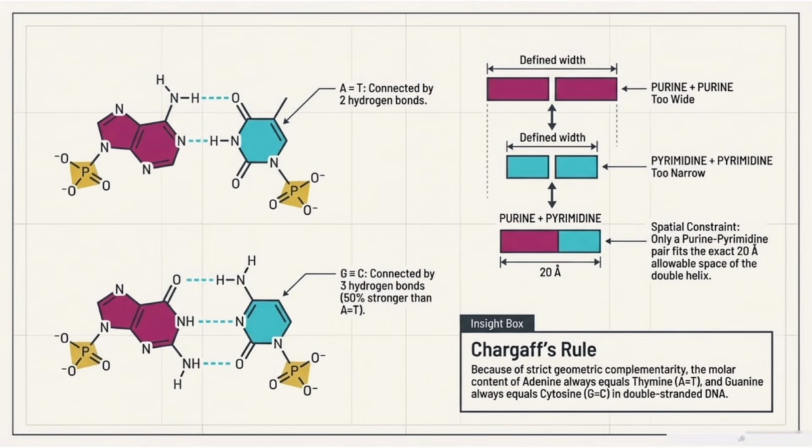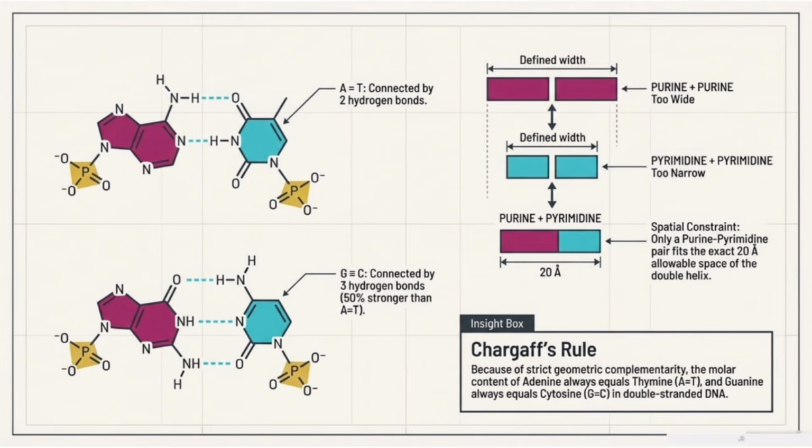In terms of complementarity, the DNA base pairs are complementary, where A binds to T, connected by 2 hydrogen bonds, and G binds to C, connected by 3 hydrogen bonds. And this basically obeys Chargaff's rule, where if there were 2 purines, it would be too wide to fit into the 20 Angstrom or 2 nanometer width. If there are 2 pyrimidines, it would be too narrow. But the perfect combination is having 1 purine and 1 pyrimidine, and this would fit perfectly into the diameter of the nucleic acid.